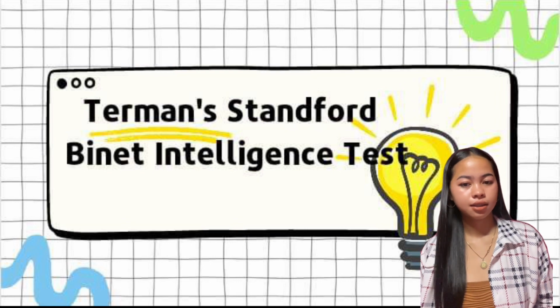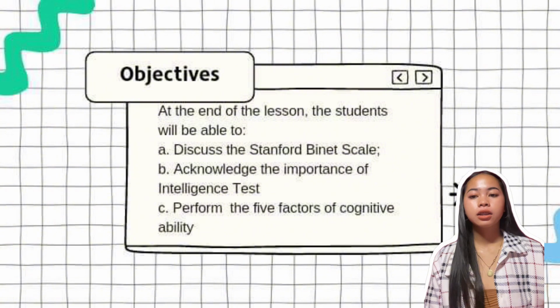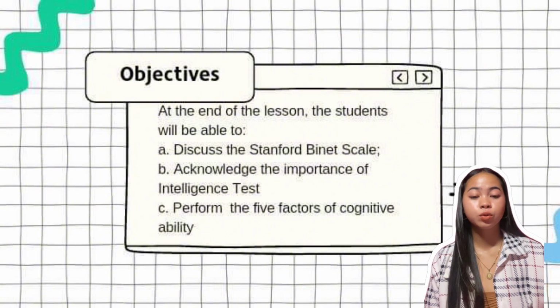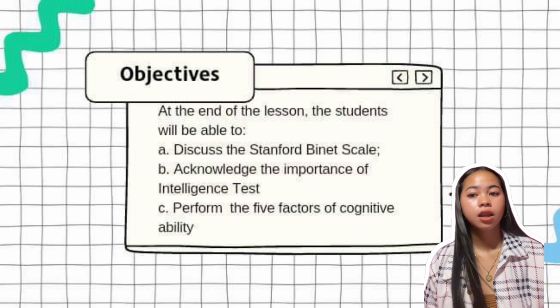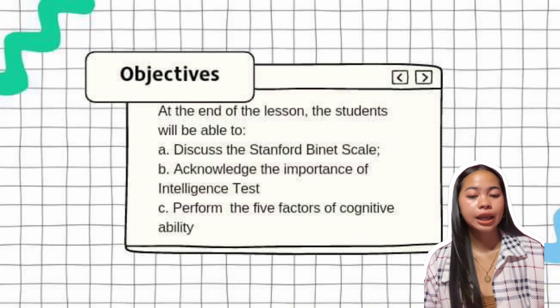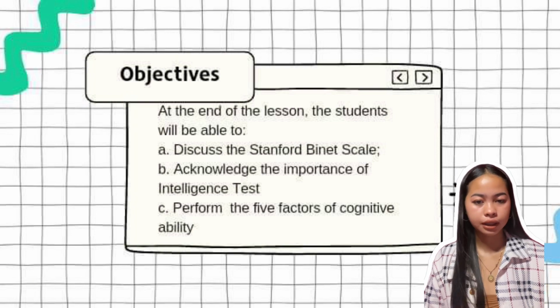Intelligence test. Now let's have our learning objectives. At the end of the lesson, the students will be able to: A. Discuss the Stanford-Binet scale, B. Acknowledge the importance of the intelligence test, and C. Perform the 5 factors of cognitive ability.